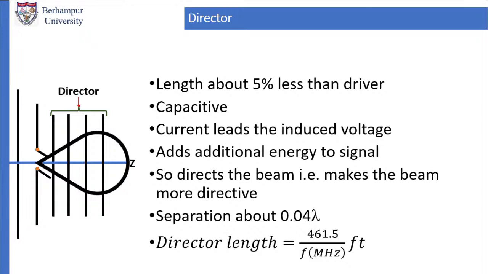Now what is meant by frequency in megahertz? Suppose F is equal to 360 megahertz. So it will be 461.5 by 360, not 360 into 10 to the power 6. As you know, 1 megahertz is equal to 10 to the power 6 hertz, but the 10 to the power 6 will not come here. It will be only 360. So the director length is 461.5 by frequency given in megahertz.